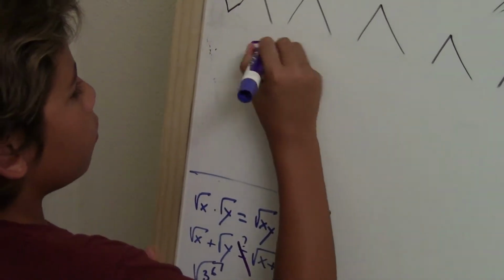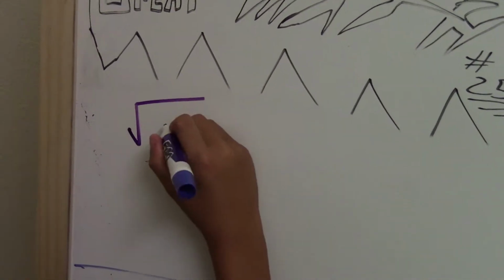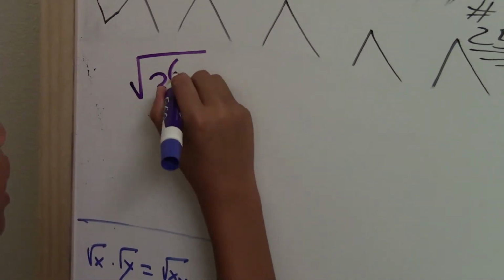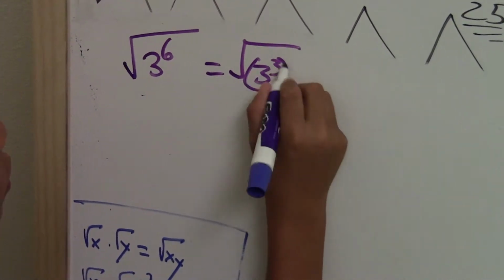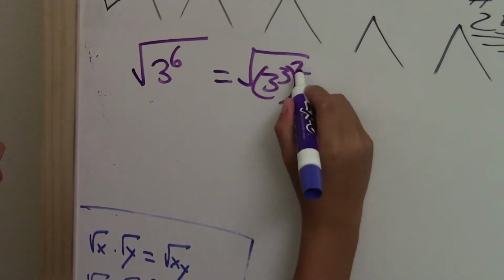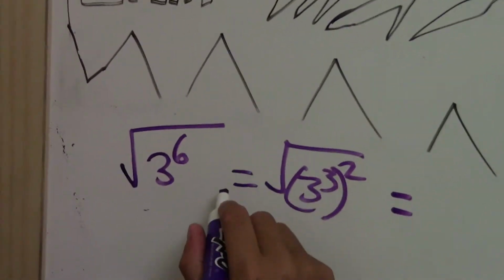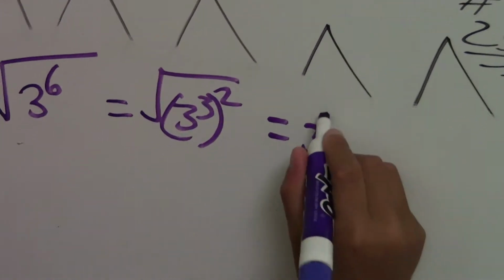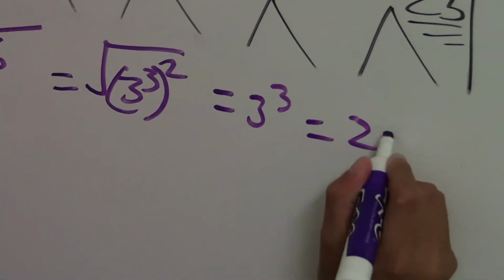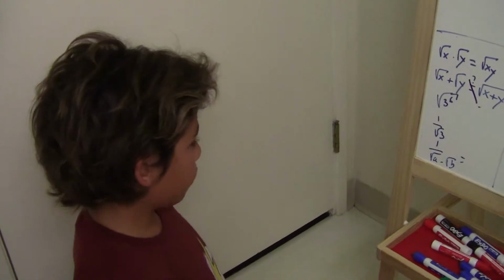Okay, move on. Square root of 3 to the power of 6. We know how to deal with that. We just do 3 to the power of 3, parentheses to the 2, and we know our rule, 3 times 2 equals 6. Take out the square root and the square, and that equals 3 to the power of 3, which equals 27, because 3 to the power of 2 is 9, and 9 times 3 equals 27. There we go.